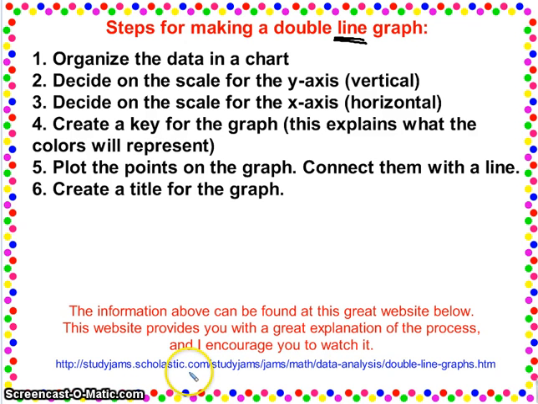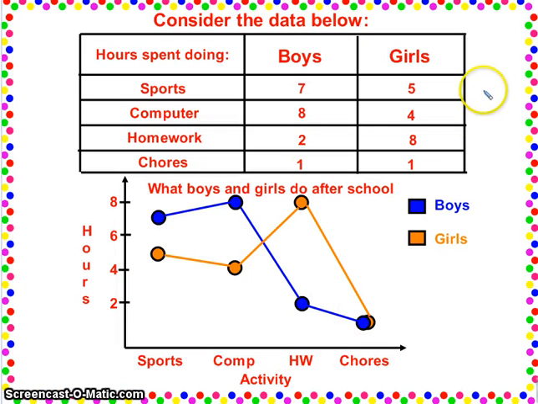Okay, I'm going to use the information from the previous bar graph, and we're going to put one together. Okay, so here is our data again, hours spent doing a specific activity. I have my hours on my y-axis. In this case, you notice that my x-axis is now objects. Okay, sports, computer, homework, and chores. Sometimes this is going to be numbers, other times it will be quantities, qualities, whatever. I still have blue for boys and orange for girls.